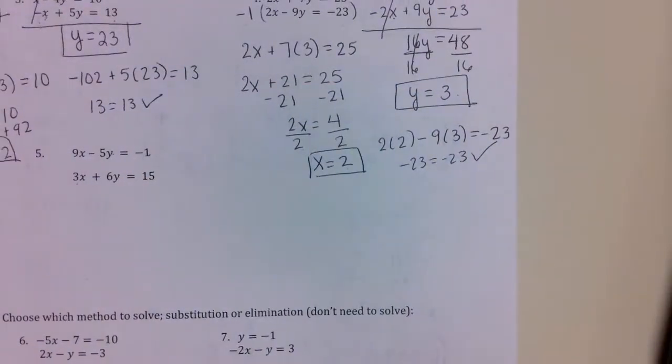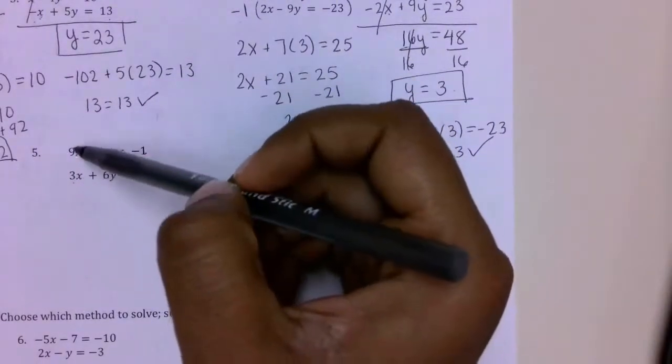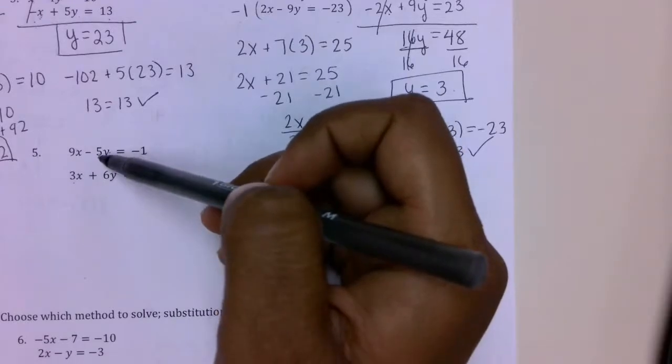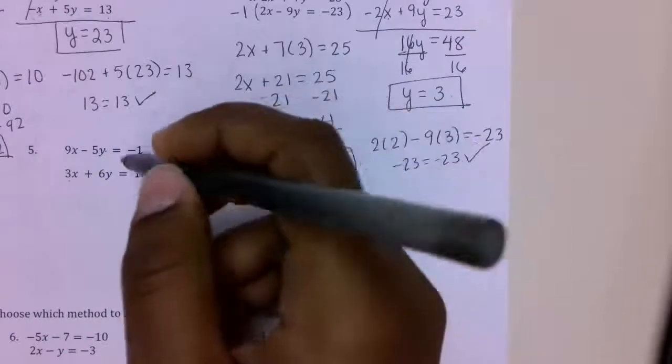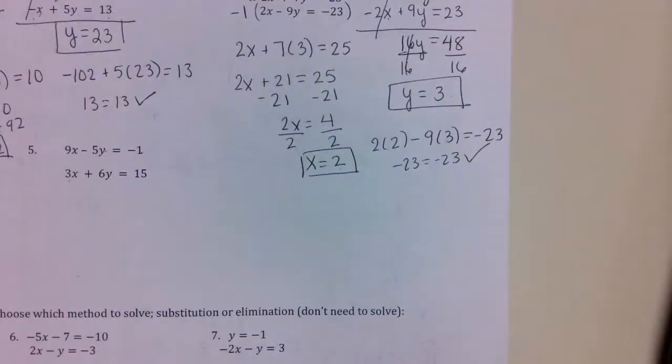Second thing you want to see is, is there a coefficient that is the same for one of the variables? So for the x's we got 3 and 9, for the y's we got 6 and negative 5, so that doesn't work. So the next thing we have to do then is multiply one of the equations so that the coefficients could be the same. So let's take a look at each one.